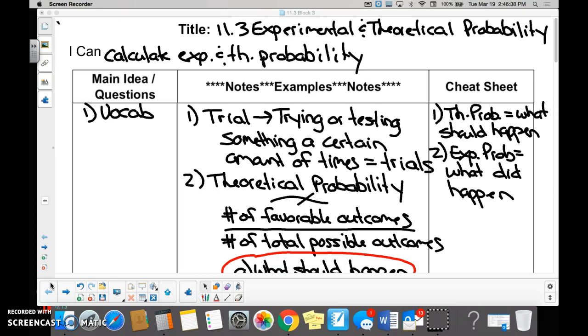All right, a trial would be every single time you do an experiment, we call it a trial. So if you were to flip a coin 50 times, how many trials would I have? 50. If you consider flipping a coin an experiment and you did it 50 times, you would have 50 trials.